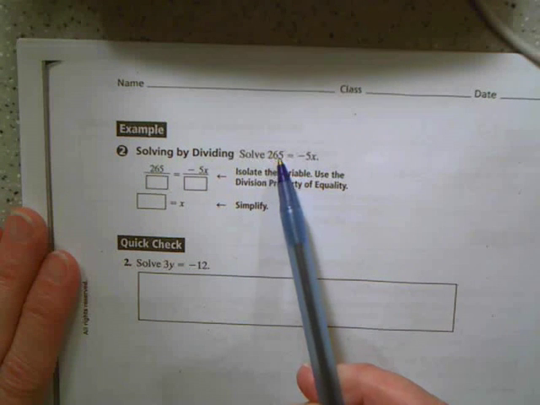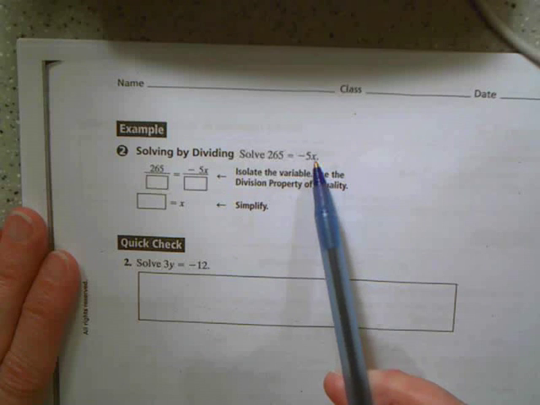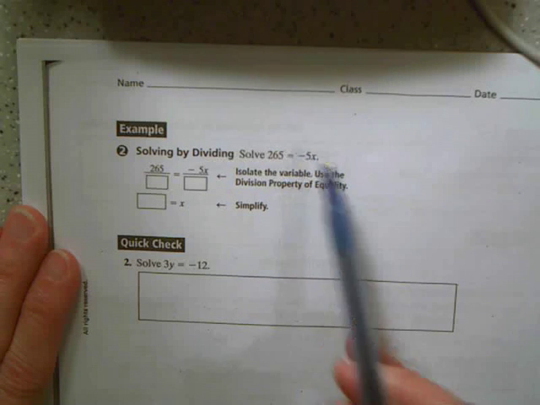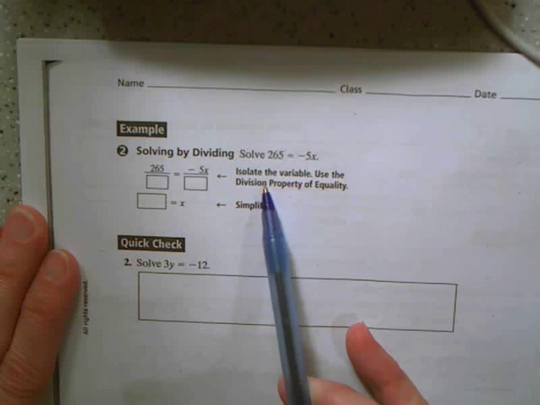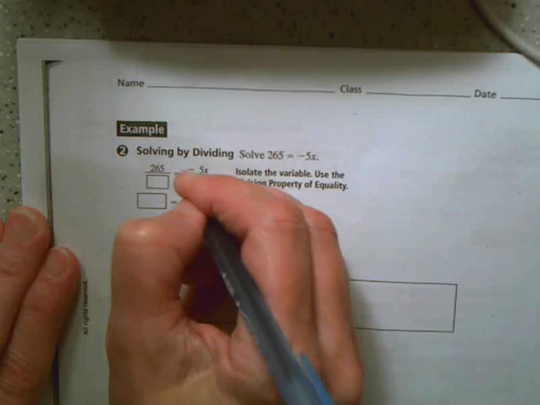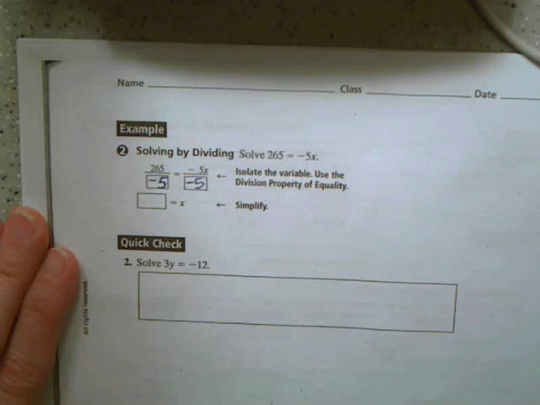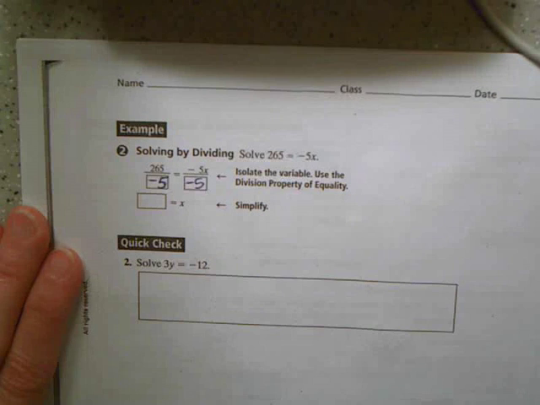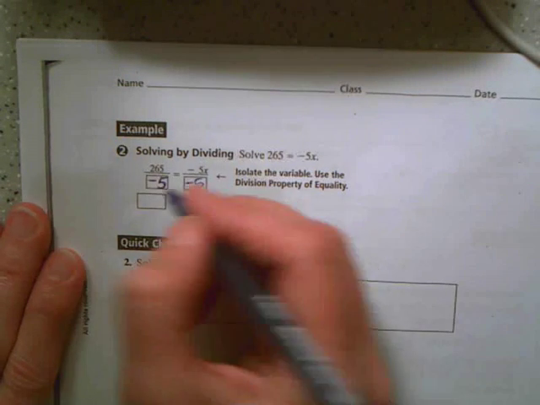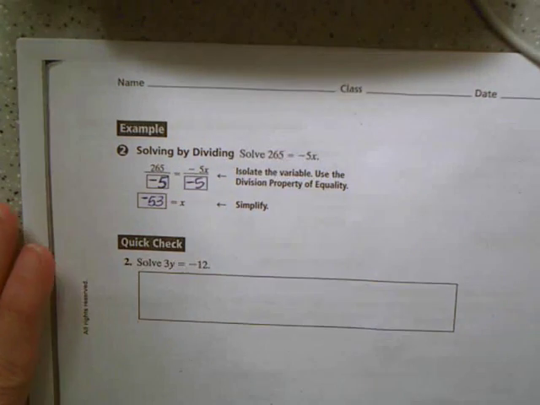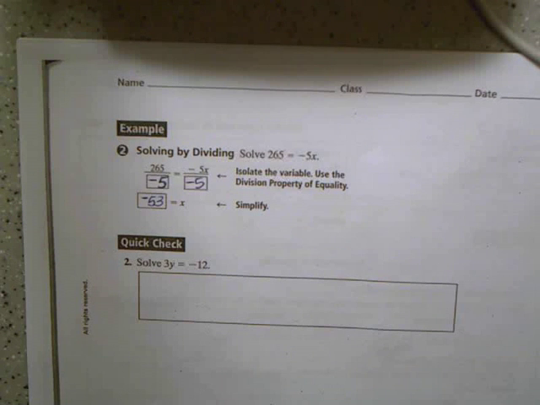Okay, we want to solve 265 is equal to -5x. So we want to isolate the variable. The opposite or inverse of multiplying by -5 would be to divide by -5. So I'm going to divide each side by -5, and my two sides will remain equal because of the division property of equality. And then I just simplify by doing the math. 265 divided by -5 is -53. So when I simplify this, x equals -53.